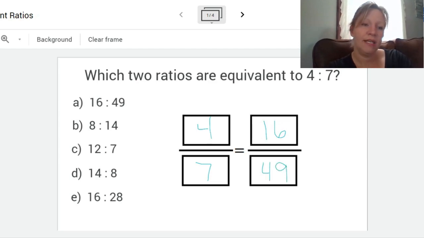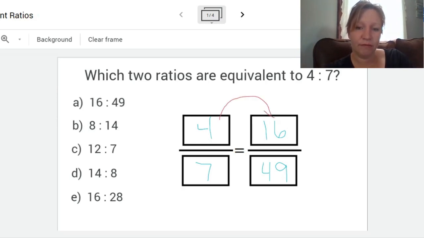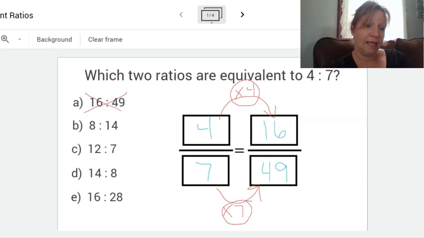Then really what we're doing is checking for that giant 1. Am I multiplying or dividing the top and the bottom by the same number? If you look at the first one, to get 16, what am I doing to 4? Well, that's getting bigger, so I'm multiplying that by 4 in this case. And so you want to check, am I multiplying the bottom by the same thing? Am I multiplying 7 by 4 to get 49? And the answer is no, actually. In this case, I'm multiplying it by 7. And so since I'm not multiplying the top and the bottom by the same number, 16 to 49 is not equivalent. Okay. All right, let's try the next one.